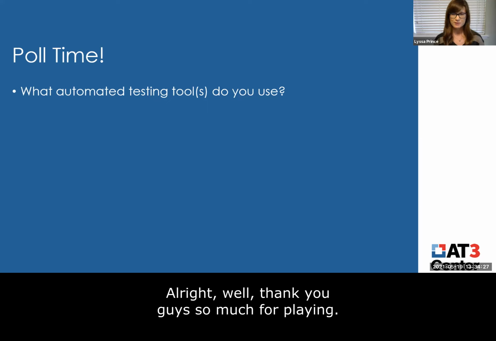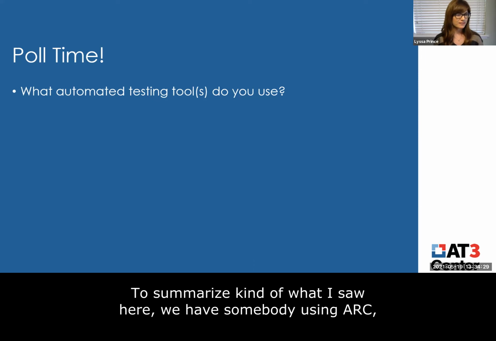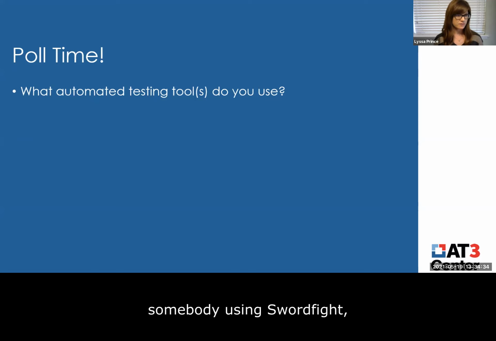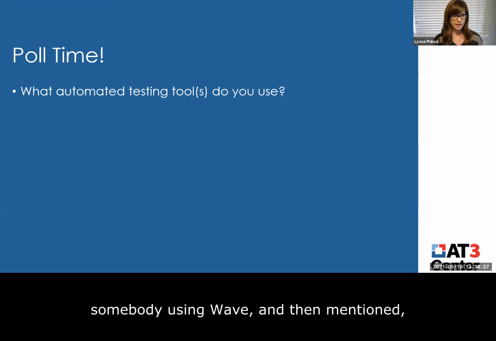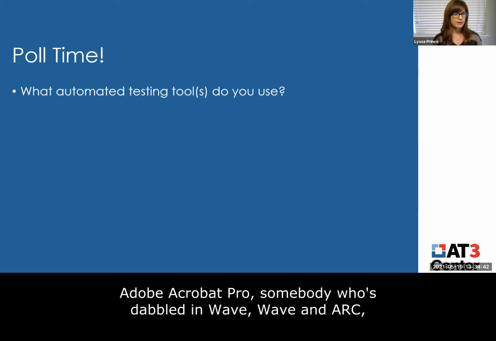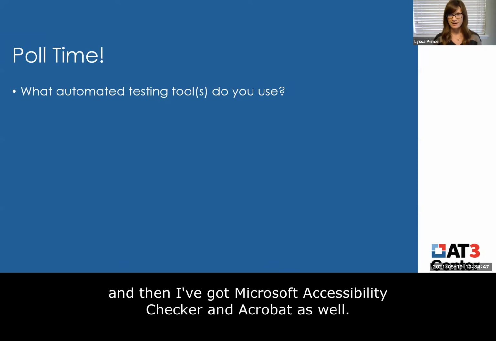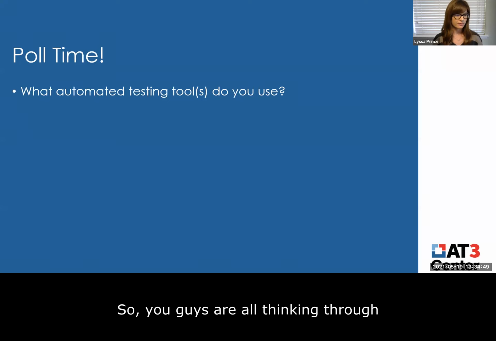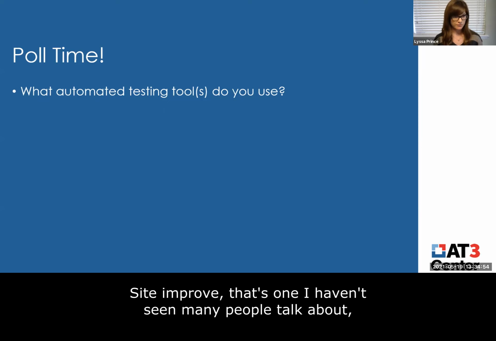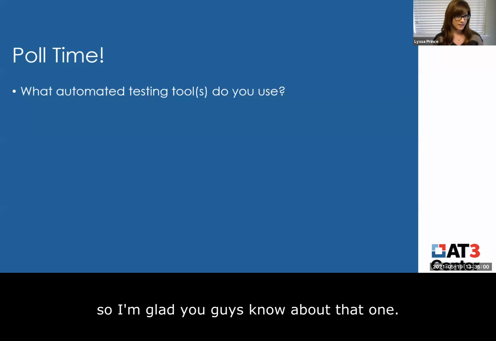All right, thank you guys so much for playing. To summarize what I saw here, we have somebody using Axe, somebody using SortSite, somebody using Wave, and then mentions of the Microsoft Accessibility Checker and Adobe Acrobat Pro. Somebody's dabbled in Wave and Axe. So you're all thinking through the document side as well, which is cool. Site Improve, that's one I haven't seen many people talk about, so I'm glad you know about that one. All right, great, thank you so much.